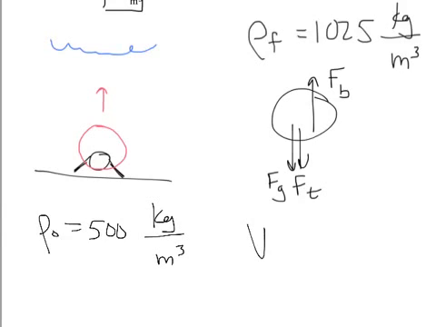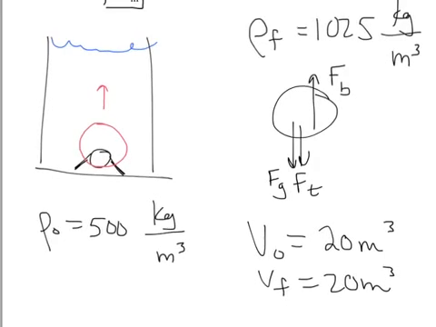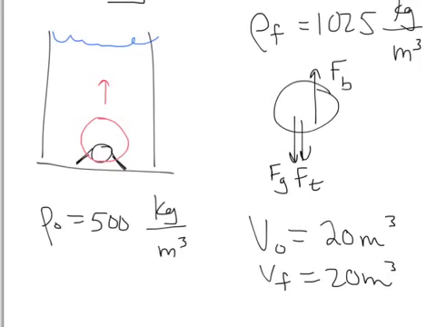We've got the volume of the object after it's been inflated: 20 cubic meters. Now, if it's completely submerged under the water, that's also the volume of the fluid that's been displaced. Remember, if an object is completely submerged underwater, the amount of water it's displaced is equal to the object's volume itself. So we can say those things are equal. So we've got 4 knowns here, right? We've got 1, 2, 3, 4 knowns.